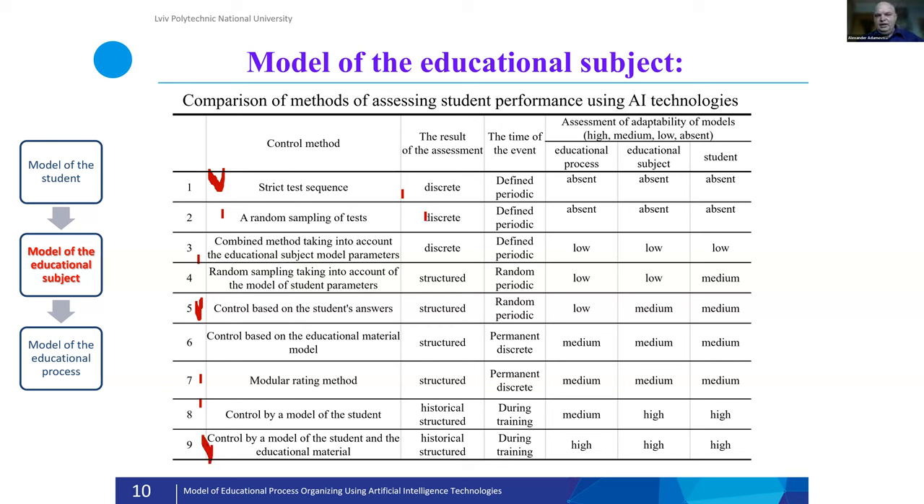So we have the discrete method, where the results of the assessment are discrete, structured, with historical structure. The time of the event is defined periodic, random periodic, and permanent discrete, all the time during training. And we have assessment of adaptability to the models: the educational process, educational subjects, and the student. So we have completely absent adaptability in the classical simple method. And then we have low, medium, and the highest methods, with control by model of the student, and control by model of the student and the educational material.